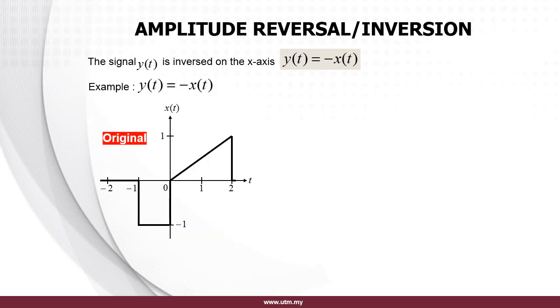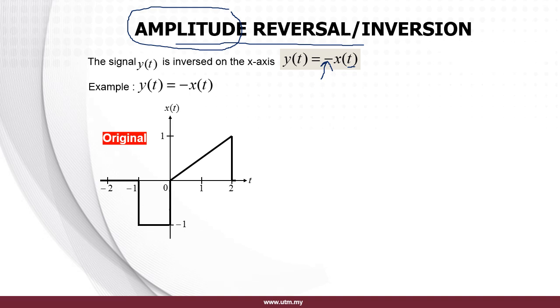Now let's look at the amplitude reversal or amplitude inversion. Take note, it is amplitude. When it is amplitude-based, you should remember that there are no changes inside the bracket, but there's an additional variable outside the bracket. In this case, there's a negative sign outside the bracket, meaning there's inversion on the amplitude of the signal. This is the original signal.